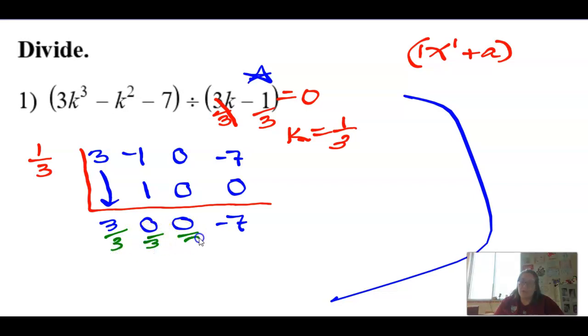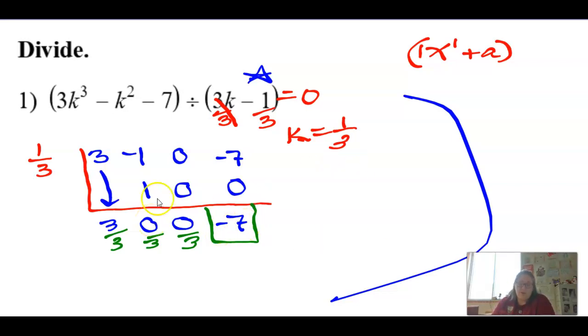Now these are zeros, so nothing's going to change, but if this was any other number, it would actually divide by 3 and give us a new value, okay? The one thing I can leave alone is the remainder. We can leave the remainder as negative 7. We don't need to change anything, all right?